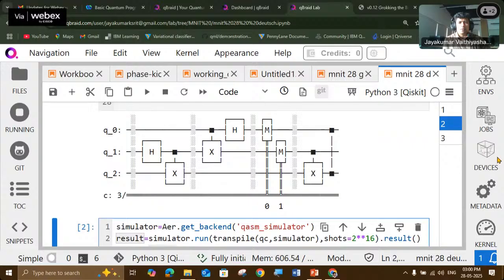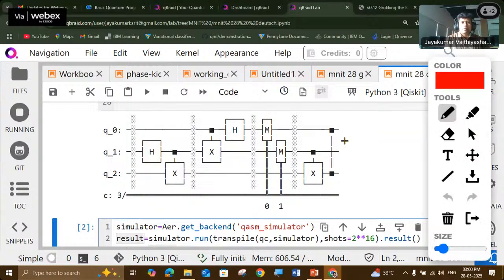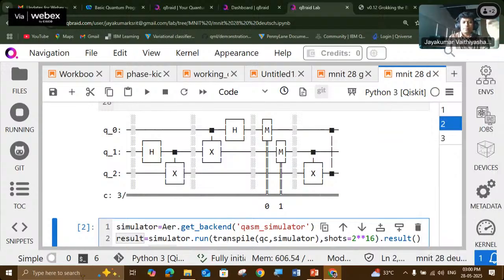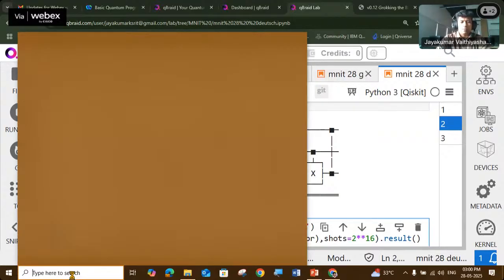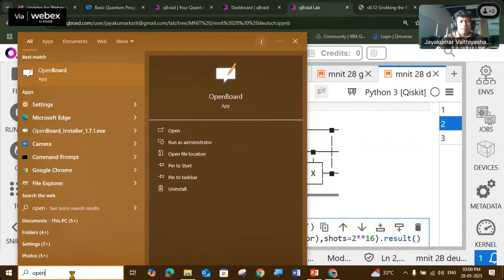We need to have a Hadamard gate in order to produce the output. So it will go back to the original state, right? But here it will do phase kickback. So that is why we need to have measurement. I will try to explain. Suppose what I can do, I can take the whiteboard, open board.